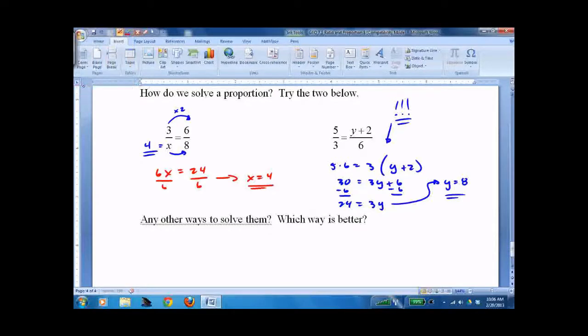And it's really not that much different over here. 3 to 6 is times 2. So 5 times 2 is 10. And if y plus 2 equals 10, then I could say y equals 8. Which way is better? That's up to you. Definitely know how to cross multiply in case you get stuck there, but being intelligent about things is never a bad idea. That's it. Good luck.